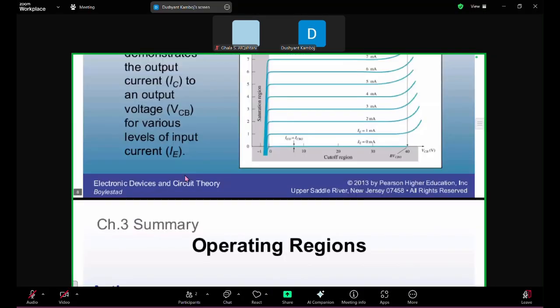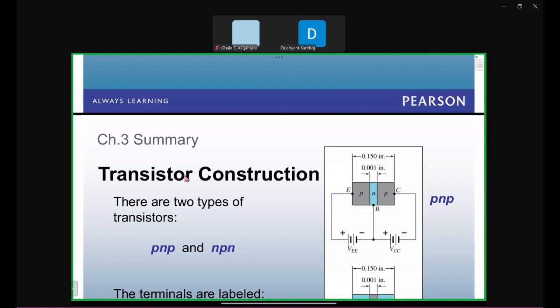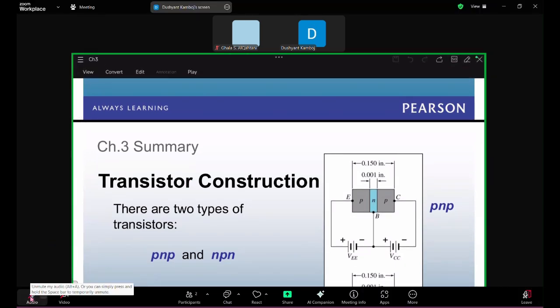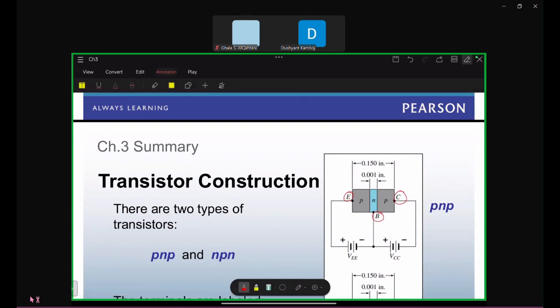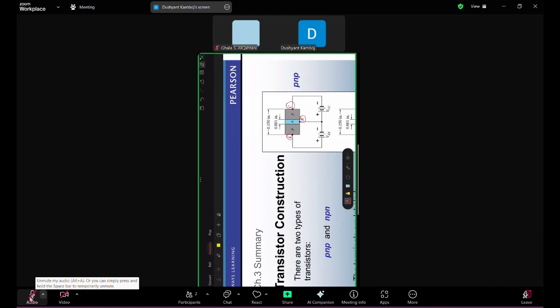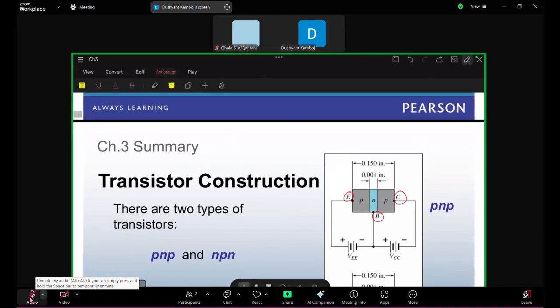See, basically, when we talk about the transistor, a transistor is a three-terminal device, right? There are three terminals. One terminal is the emitter, another terminal is the base, and another terminal is the collector, right? This is a three-terminal device. So basically, if I talk about the transistor, this emitter is used to inject.